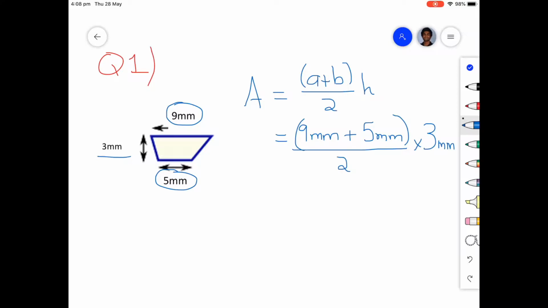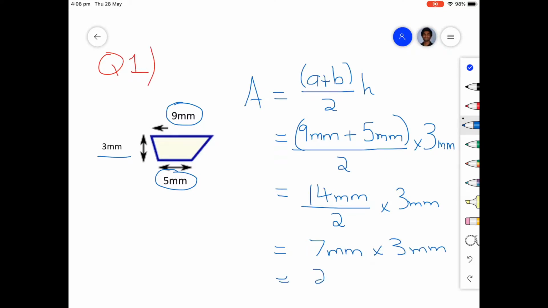Now on our next line we simplify our brackets. So 9 millimeters plus 5 millimeters will become 14 millimeters. And we need to divide that by 2, and then multiply it by 3 millimeters. So once again, let's simplify our fraction. 14 millimeters divided by 2 will become 7 millimeters, and we still need to multiply that by 3 millimeters. So our final answer, 7 times 3, will be 21 millimeters squared. So remembering with area, our units are always squared.